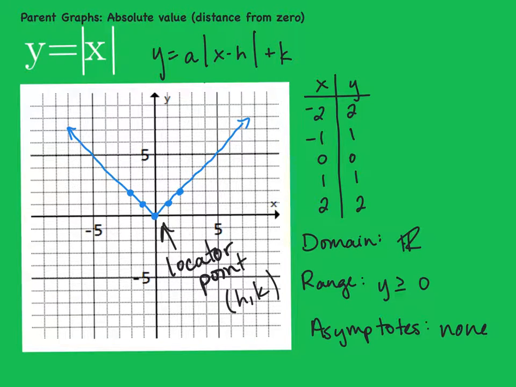So those are your parent graphs. Hopefully you got all those, and hopefully you didn't have an obscene amount of time left at the end of the period. And we will be, pardon me, transforming those graphs next class. So moving them around and all that goodness.